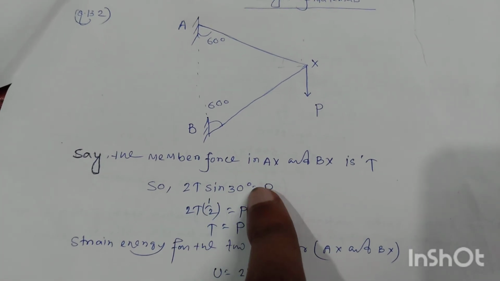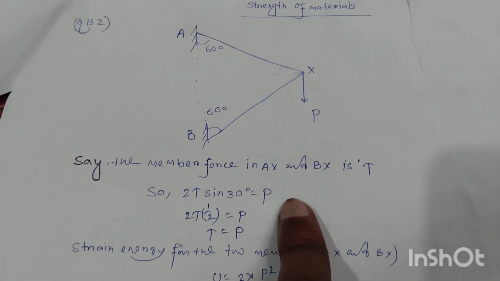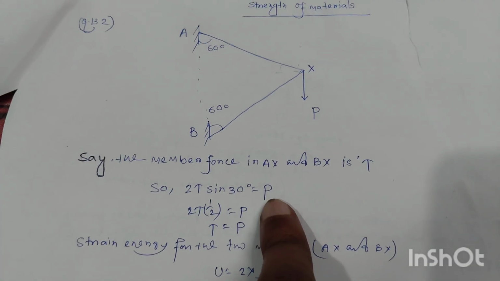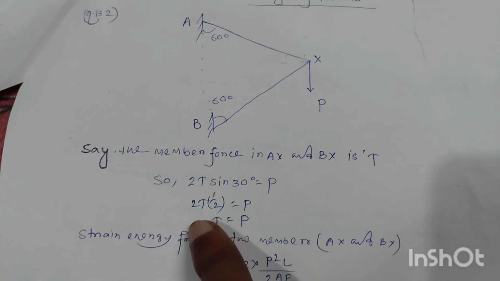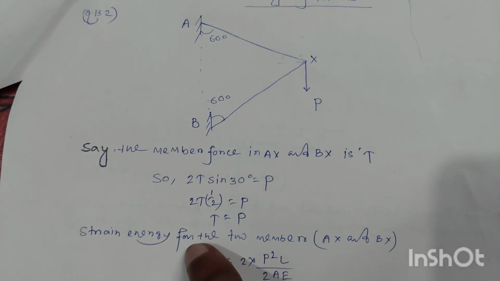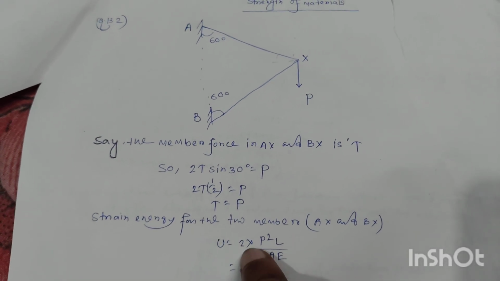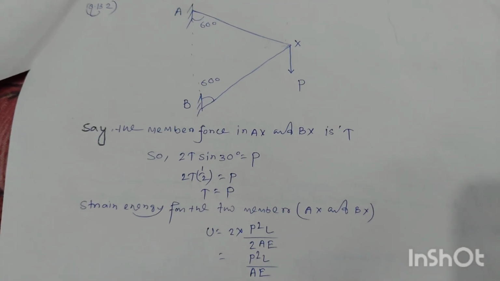So 2T sin 30 is equal to P by the component of force. So by the component of force, 2T sin 30 will be equal to the vertical load P, and if we calculate, T will be equal to P. So the strain energy for the two members AX and BX will be U equal to 2 into P square L by 2 AE.